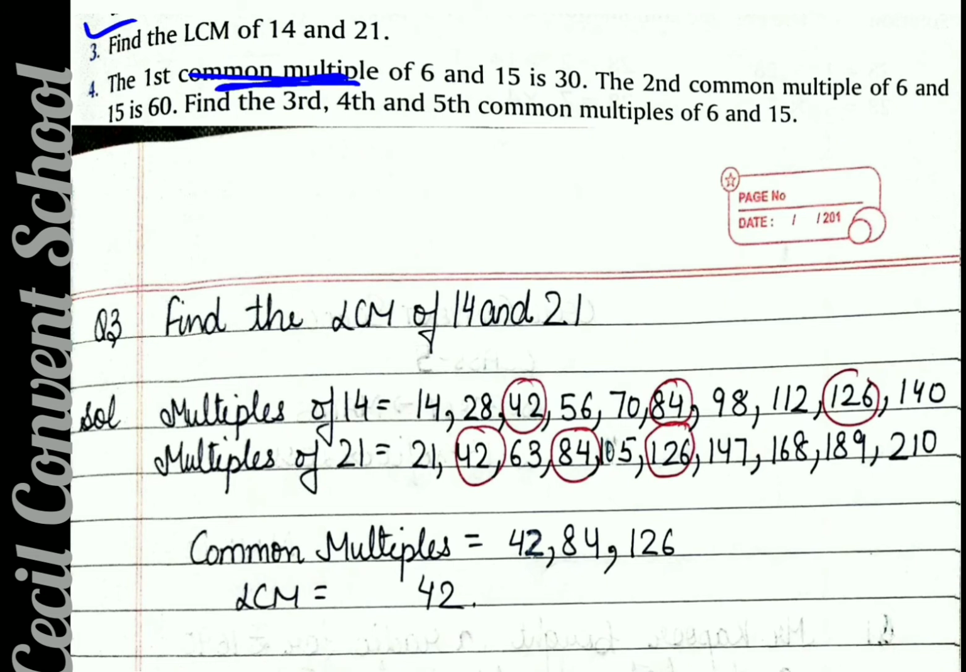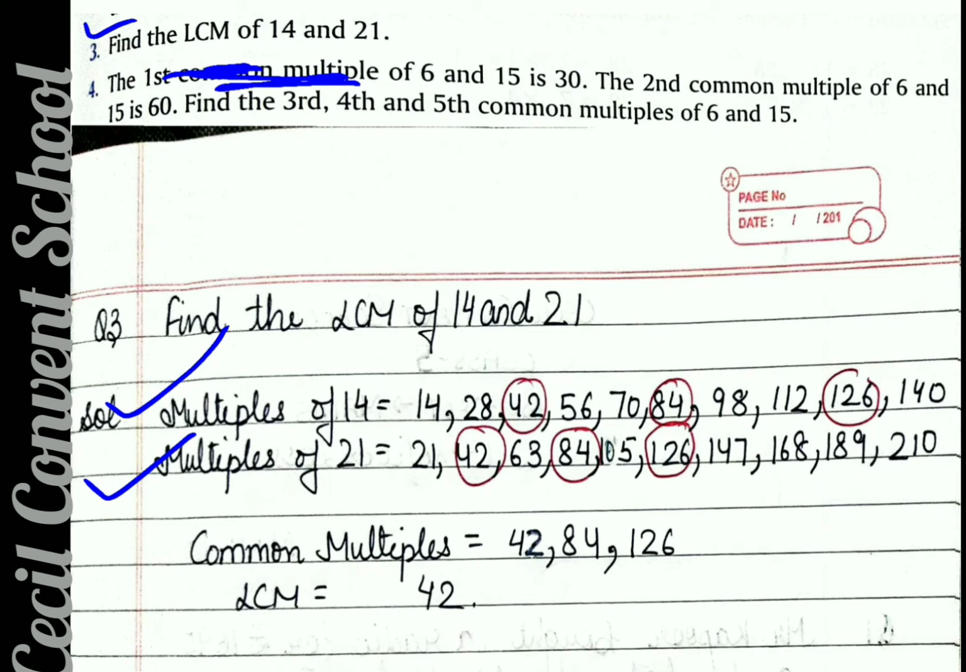LCM, you know, firstly you have to find multiples, then common multiples, then LCM. Clear? Because LCM is the term which is made with the combination of three things: multiples, common multiples, then LCM. So first of all, we write down the table of 14. Then we write down the table of 21.